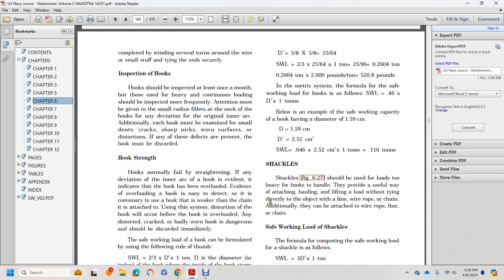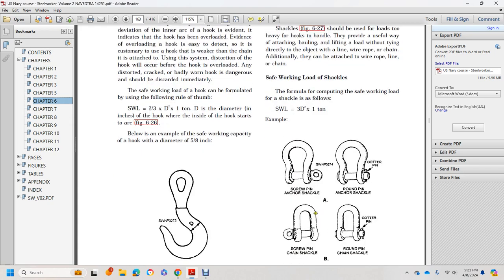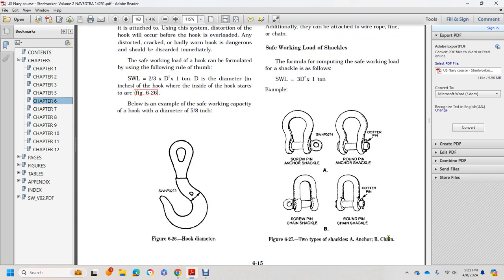Shackles should be used with loads, with heavy hooks and handles, and provide a useful way of attaching, hauling, lifting, and loading without tying the line, wire, hook, or chain directly to the object. Additionally, wire, rope, and line can be attached to the chain. Safe working load of a shackle: the formula for computing the safe working load of a shackle is 3 times the diameter squared times 1 ton. And it shows the two types of shackle, the anchor and the chain.